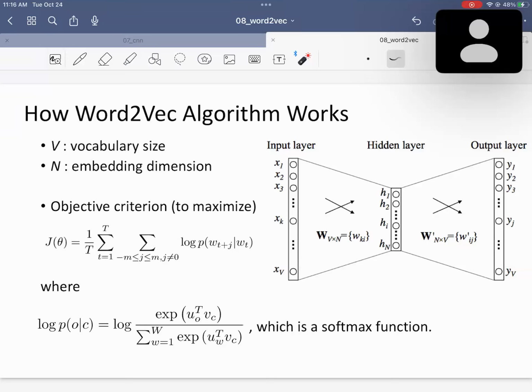And this M is your context size or window size. So if this is 3, then you would go 3 words here and 3 words here around the center word. T is the size of your entire text, M is your context window, and J is the index that you move around in your context. So given a context, we can have something like "I am a boy." This is your target.